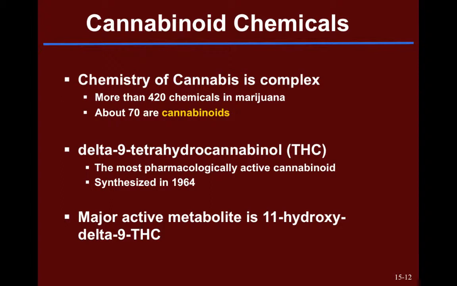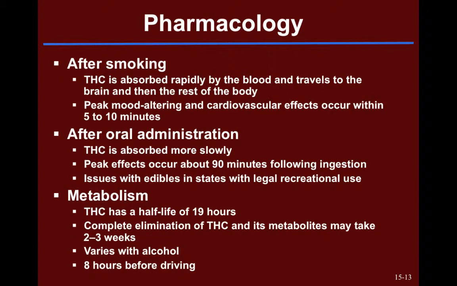So THC is definitely the most pharmacologically active, and it was created in a laboratory setting in 1964. The major metabolite, as THC becomes metabolized in the body, is 11-hydroxy-delta-9 THC, and that would be what is tested for when tests are done for the presence of cannabinoids in the body.